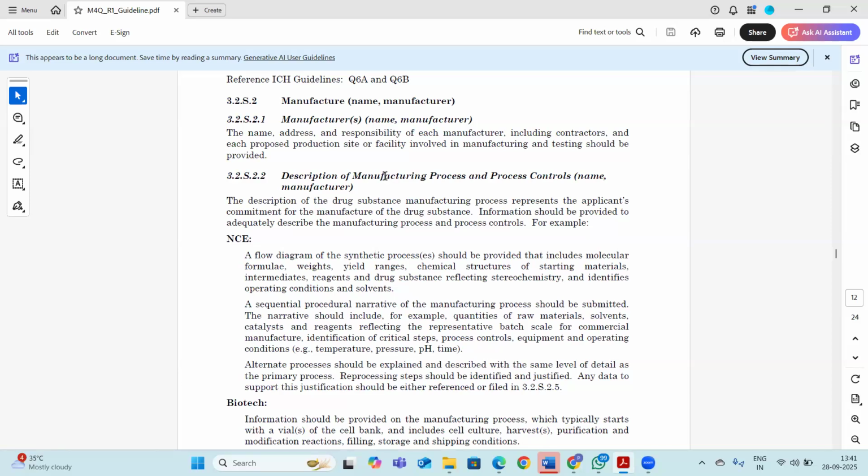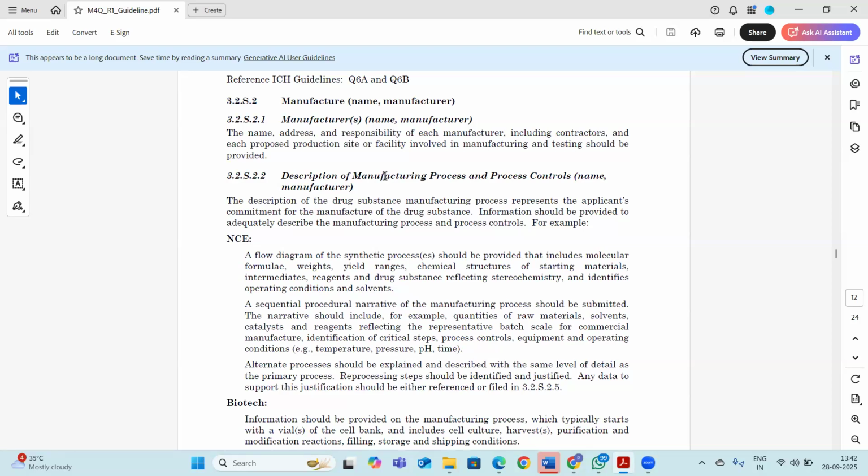Okay. So then is your description of manufacturing process, which differs for NCE and biotech. The description of the drug substance manufacturing process represents the applicant's commitment for the manufacture of the drug substance. Information should be provided adequately to describe the manufacturing process and process controls. Everything should be very transparent. There should be no hidden discrepancies in the data that you're providing, because once that's found, the review gets delayed. There are a lot of questions from the agencies that need to be addressed. So you need to make sure that every data that you're submitting is transparent, and the manufacturer is taking full authority of the data that is being submitted in the dossier.